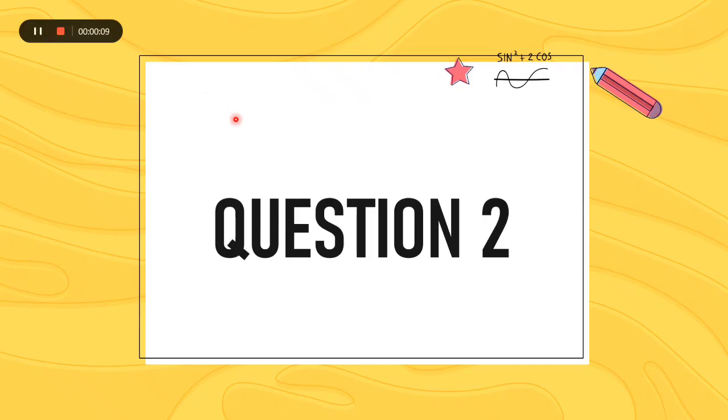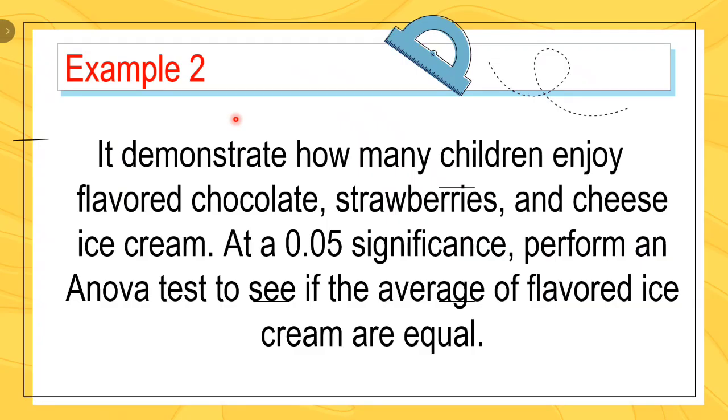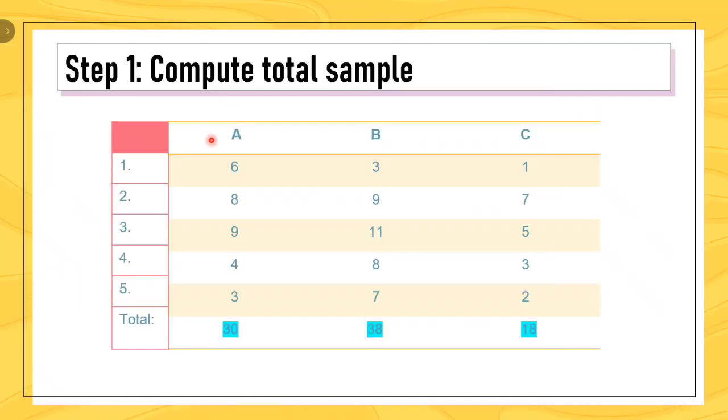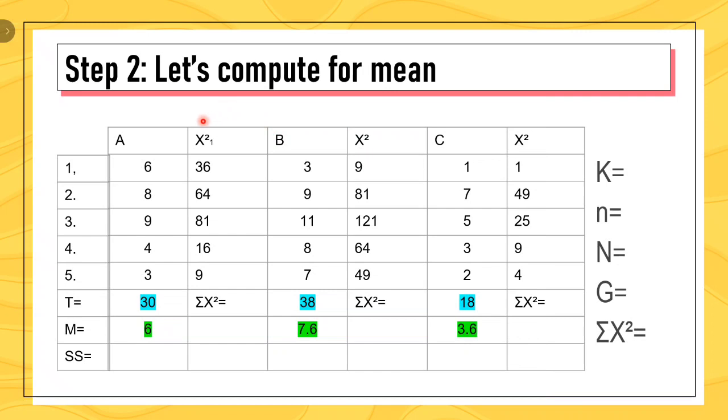For example number 2, it demonstrates how many children enjoy flavored chocolate, strawberries, and cheese ice cream. At a 0.05 significance, perform an ANOVA test to see if the averages of flavored ice cream are equal. For our step 1, compute the total of each sample. For each column, we will add all of the numbers. The first column is equal to 30, the second is 38, and the last column is 18.